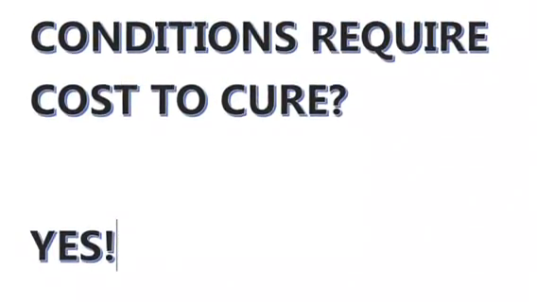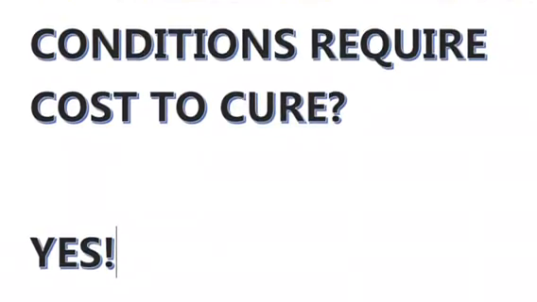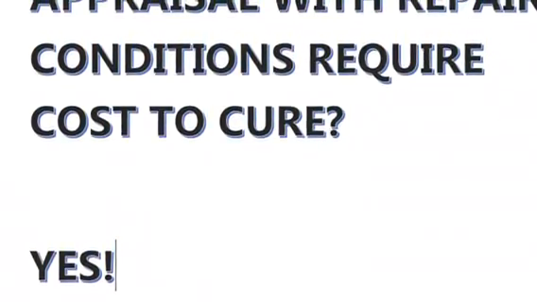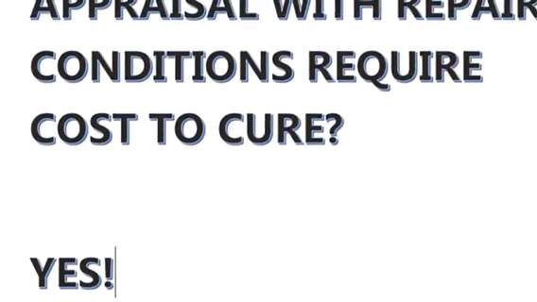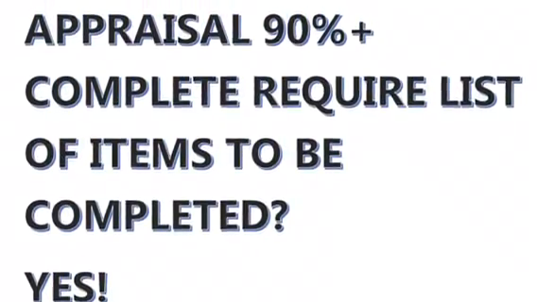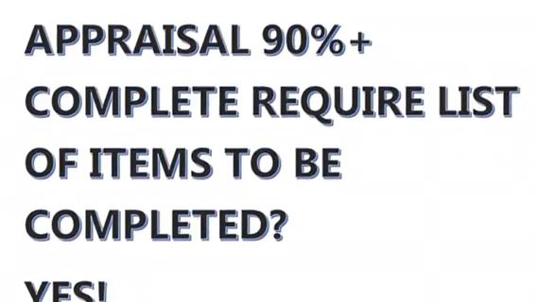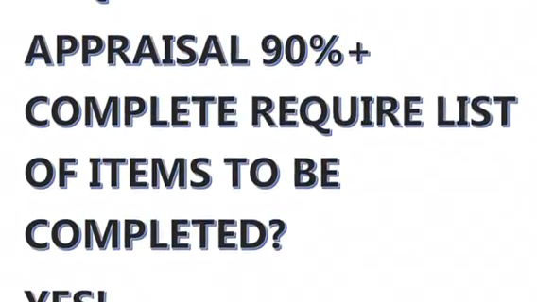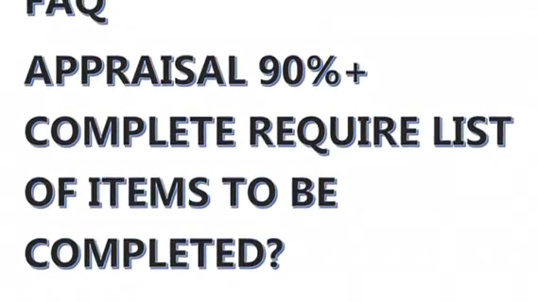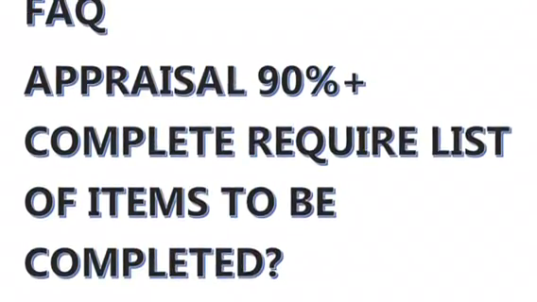Homes that do not meet the minimum property requirement and have conditions for repair also now require the appraiser to report the cost to cure. Appraisals where the home is under construction and is more than 90% complete require that the uncompleted items be specifically identified in the appraisal.